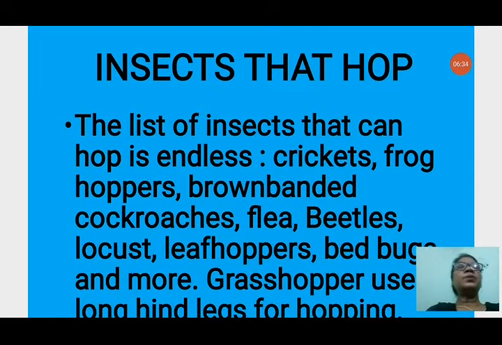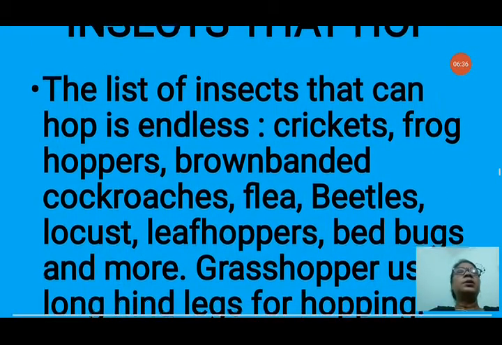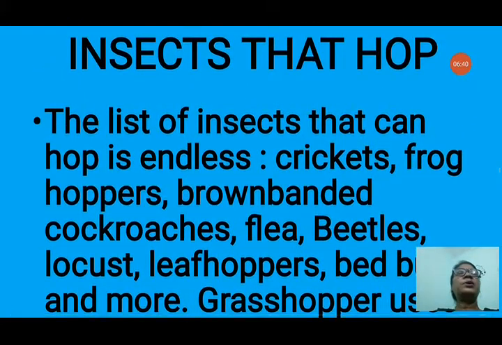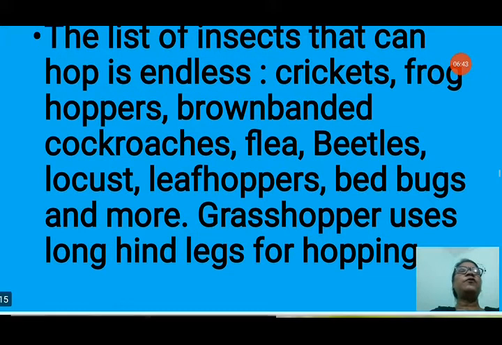Insects that hop. Some insects can hop. The list of insects that can hop is endless. Crickets, frog hoppers, brown banded cockroaches, flea, beetles, locusts, leaf hoppers, bed bugs and more. So, they can hop from one place to another place.